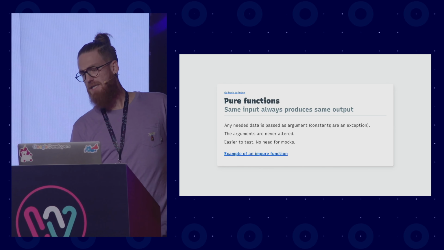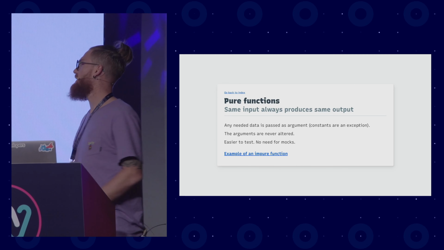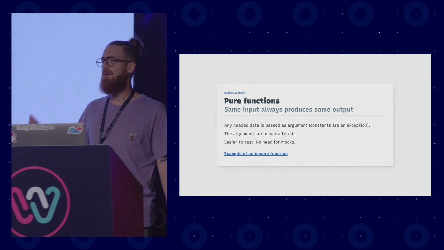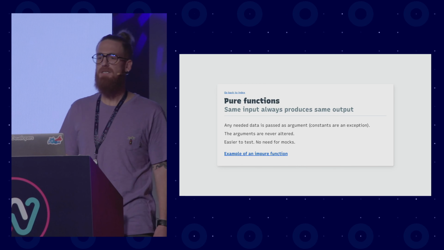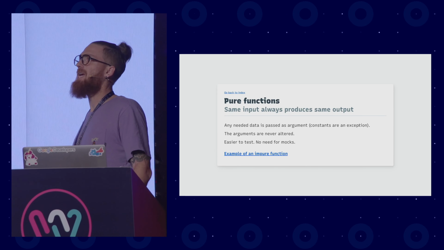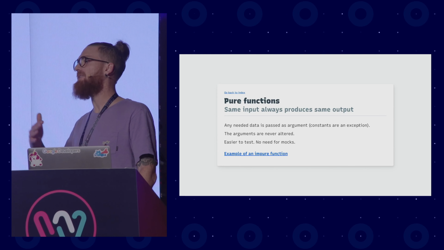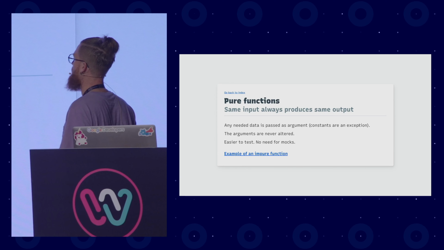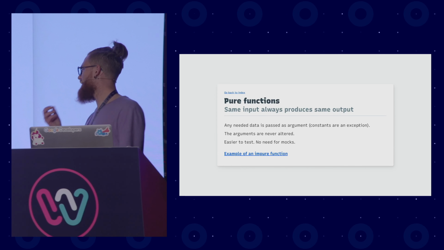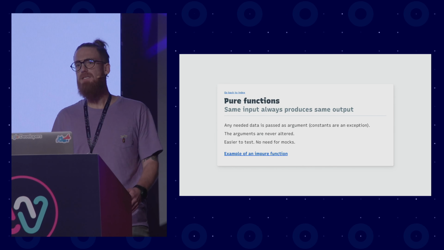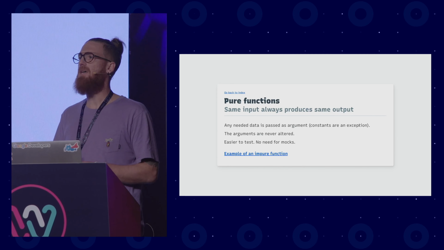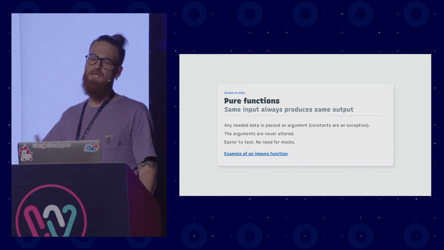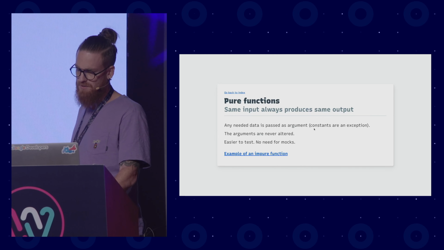There is one exception to the inputs. You can use external constants, for instance, because they are not going to change over time. This is what is called referential transparency, and that means that the constant could be replaced by its value at any time, and it will produce the same result.